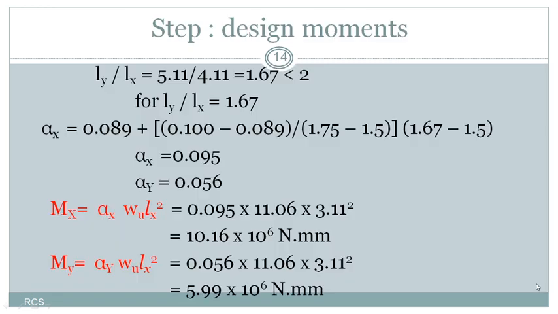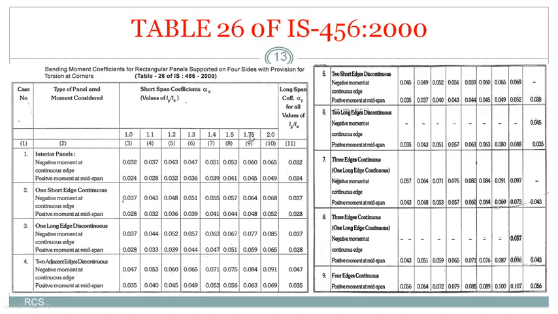So let us calculate the factored design moments. Here, it is based on the Ly by Lx ratio. The Ly by Lx is 1.67 for this case. We know the alpha x values for Ly by Lx ratios of 1.5 and 1.75, but our value falls between 1.5 and 1.75, so we don't have a direct value of alpha x. For that we have to go for the interpolation technique.